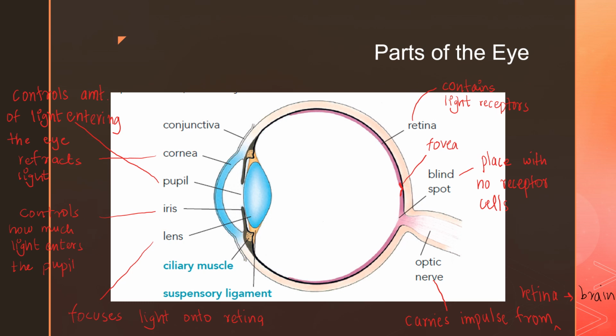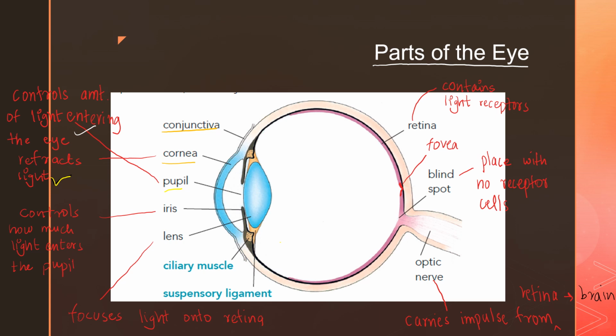Then we have parts of the eye. This is really important because this is the foundation of basically the subtopic of this chapter. So let's look at the conjunctiva, which is basically this part that protects the inside of the eye. Then we have our cornea. Cornea basically just refracts light. We'll look into the refraction of light. Then we have the pupil. It controls the amount of light entering the eye.